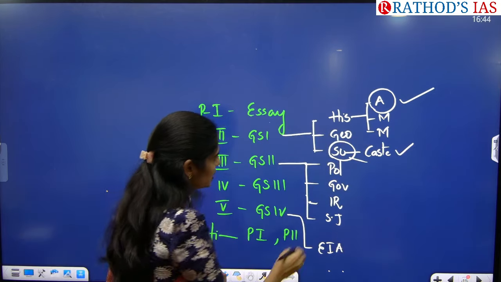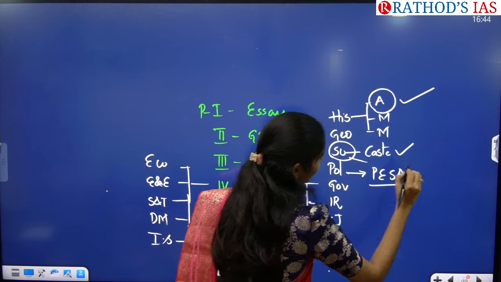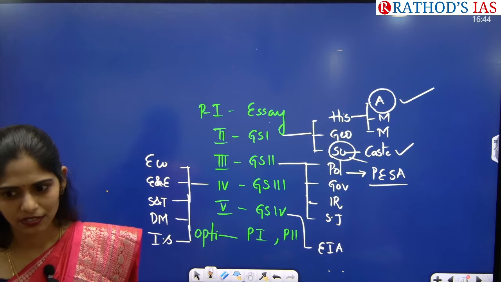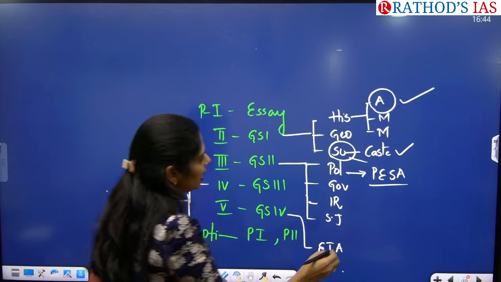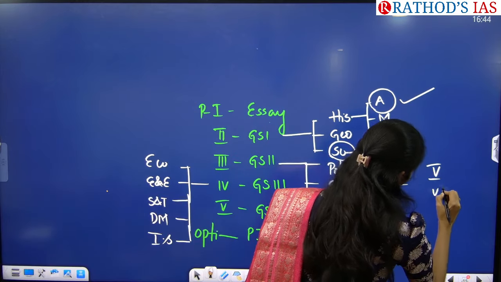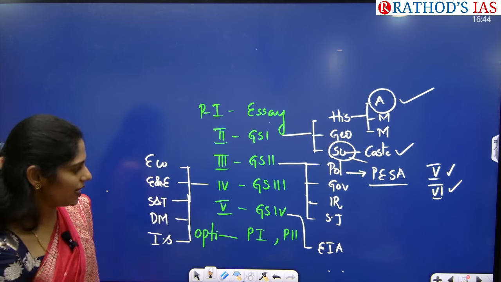And next one here is in polity, you might have heard about this PESA Act. PESA Act is in which schedule? Schedule 5th or 6th? 6th. So here again in your anthropology, you will be reading your Schedule 5 and Schedule 6 that you had already done in your polity part.